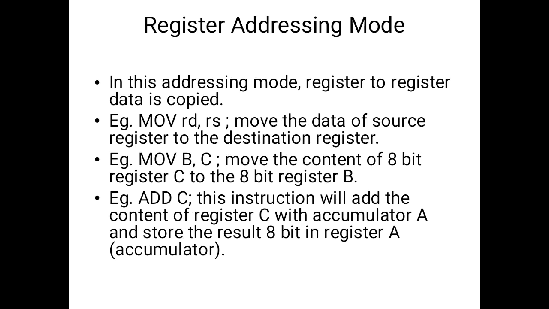Register addressing mode. In this addressing mode, when the data is transferred or copied from register to register, it is known as register addressing mode. Some examples are given. For example, MOV Rd, Rs. This instruction moves the data, we can say, from the source register to the destination register.